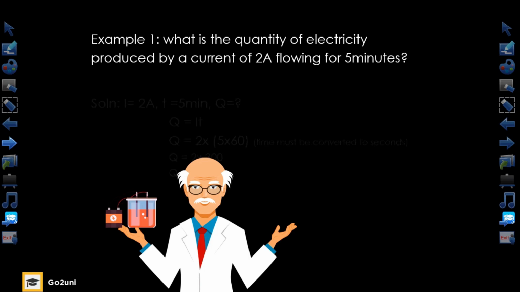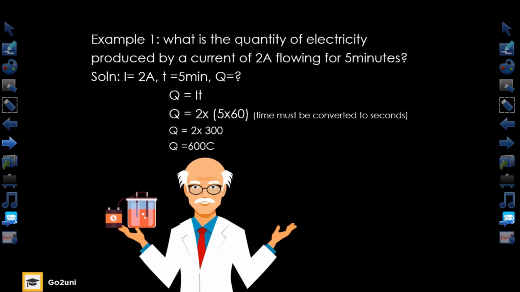To solve such a question, first bring out what has been given to us, our variables. Our current is 2 amperes, time is 5 minutes, and we are asked to calculate the quantity. From what we have seen, Q is always equal to IT, so Q is equal to 2, which is the current, times time. Time is usually in seconds, though if we are told to leave our time in minutes or hours, that isn't a problem. Otherwise we convert to seconds, because current will always flow per second.